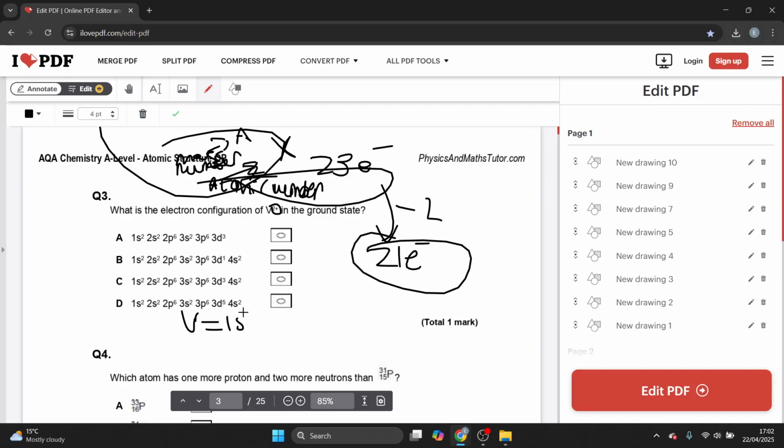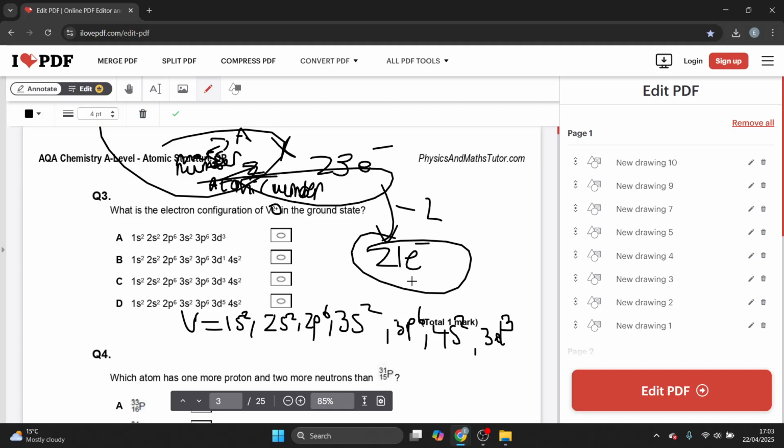So it's going to be 1s2, 2s2, 2p6, 3s2, 3p6, 4s2. That's 20 electrons. I need 3d3. That's for 23 electrons.